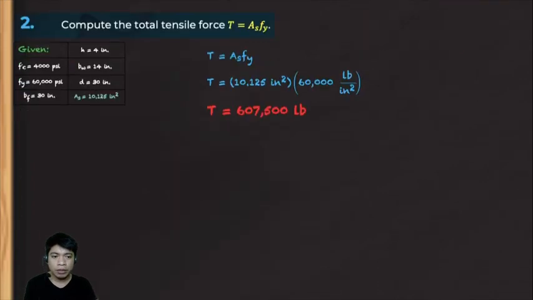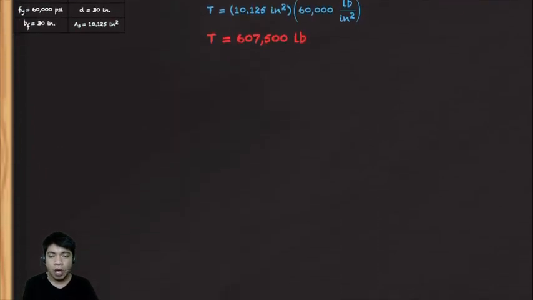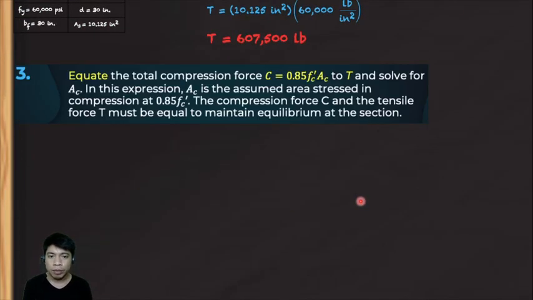So what will be our third step? In the third step, we are going to equate the total compression force, which is C equals 0.85 F_c' A_c, to T and solve for A_c. In this expression, A_c is the assumed area stressed in compression at 0.85 F_c'. The compression force C and the tensile force T must be equal to maintain equilibrium at the section.